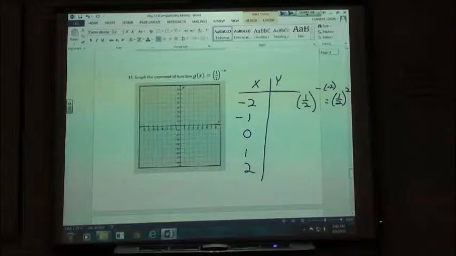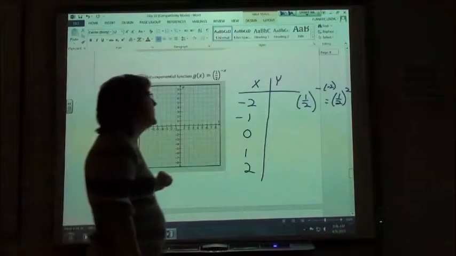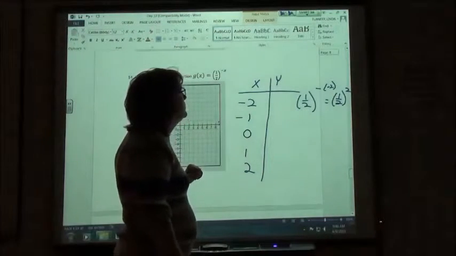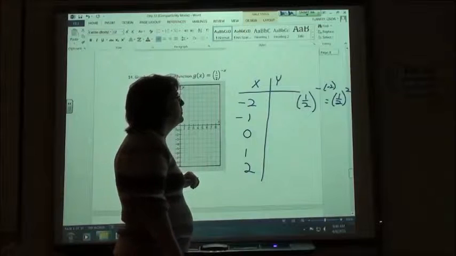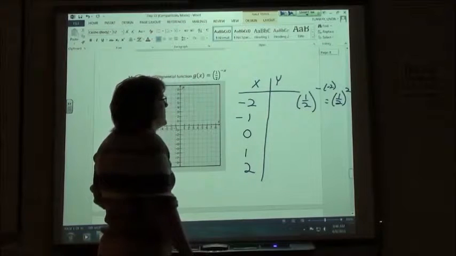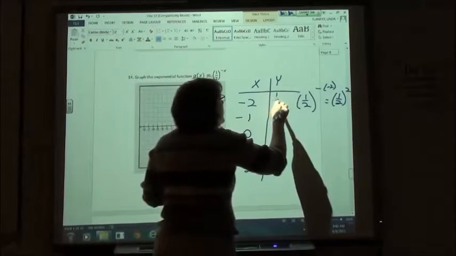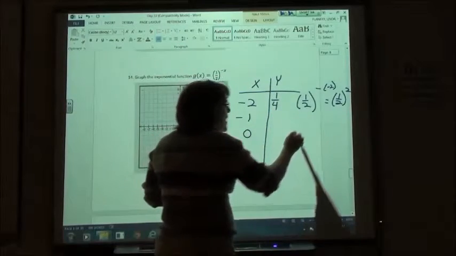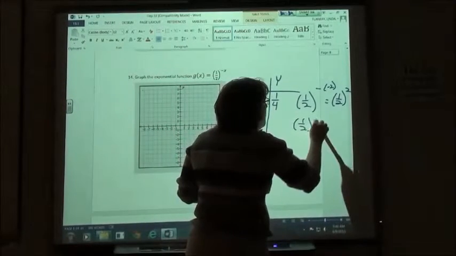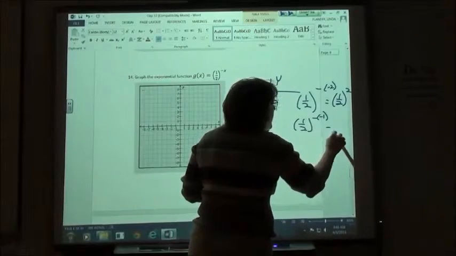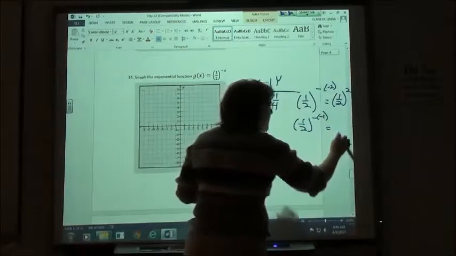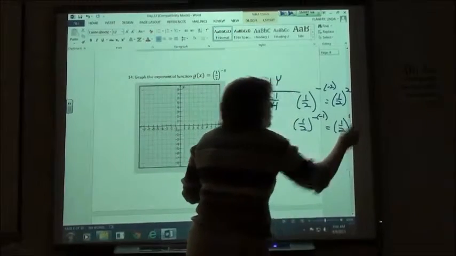Okay. 1/4. Is 1/4. Same thing on here. We're going to have 1/2 to the minus a negative 1. And since we have minus a negative, it's going to make it 1/2 to the first power.